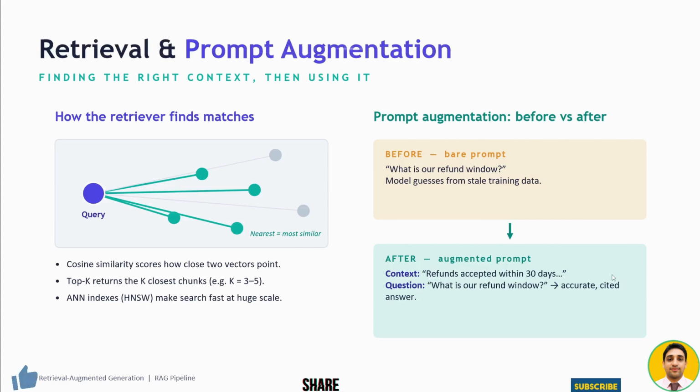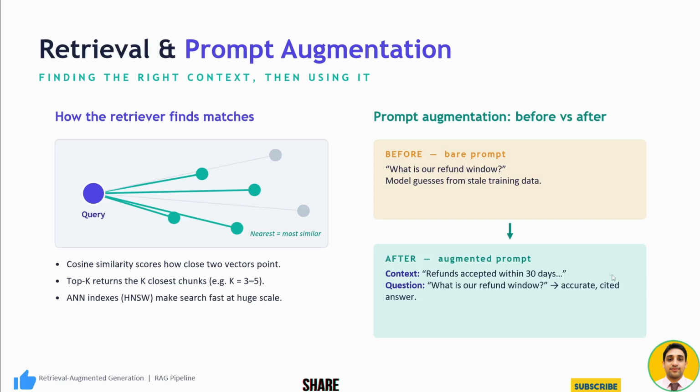Retrieval and prompt augmentation, finding the right context, then using it. Now let's understand exactly how the retriever decides which pieces of information are actually the best matches for a given query. The core idea here revolves around something called cosine similarity, which is simply a mathematical way of scoring how close two vectors point in the same direction. The closer the point, the more similar the underlying meaning is considered to be.